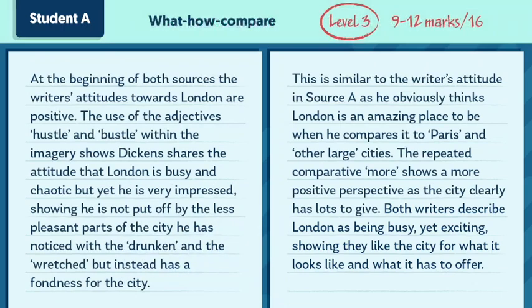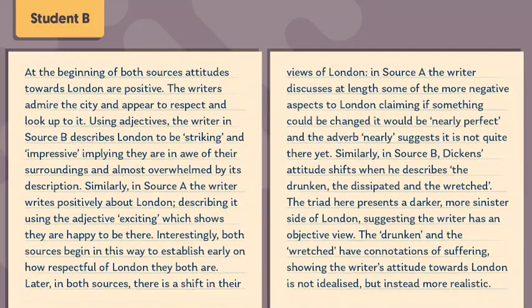Their response follows the what, how, compare approach, and would receive a mark in level 3, which is between 9 and 12 marks out of 16. Now let's move on to look at student B's response. Press pause to give yourself time to read it carefully, then press play again when you're ready.